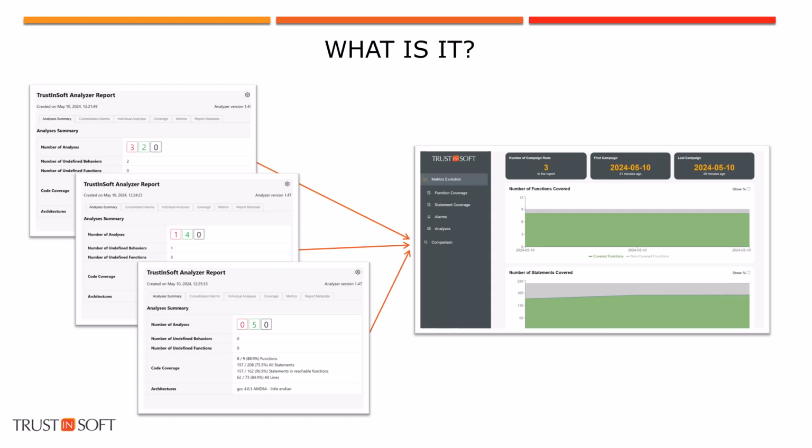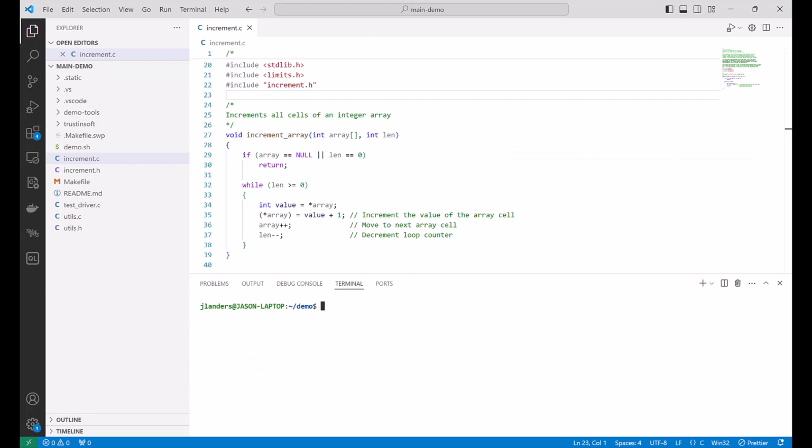What's new now in the 1.47 release is the addition of TrustInSoft Trend Reporting, which allows you to combine the results of multiple discrete analyses into one single report with powerful tools to combine and compare your analysis results without having to export data to third-party analytics tools. Let's take a look now at how this works.